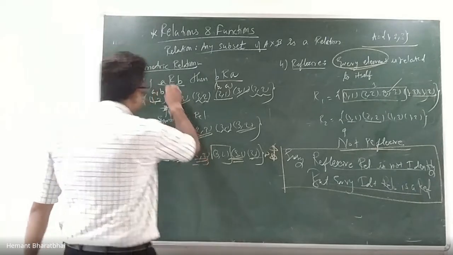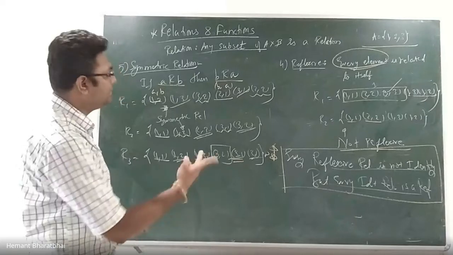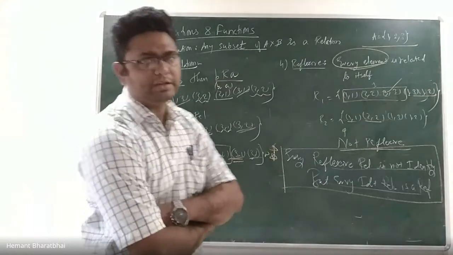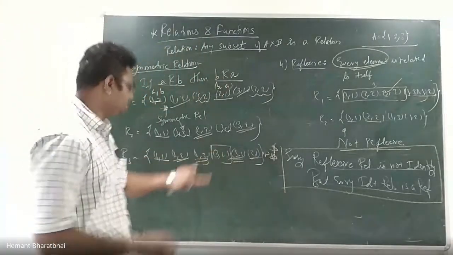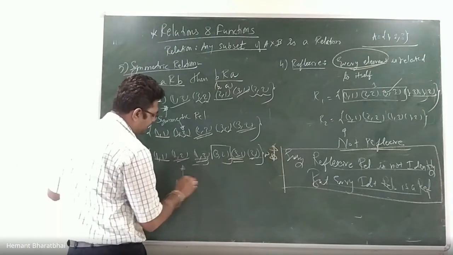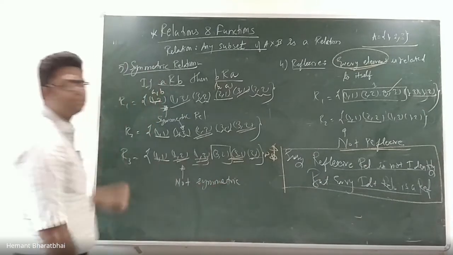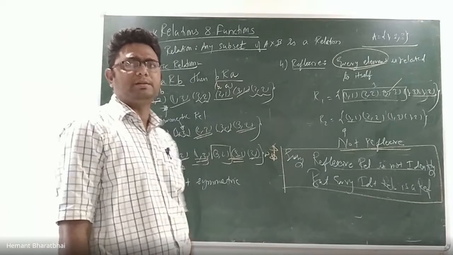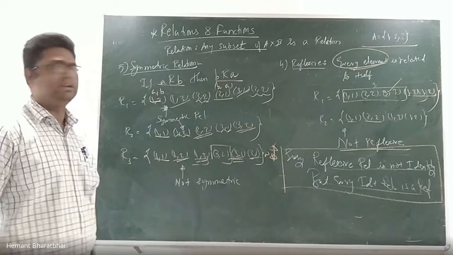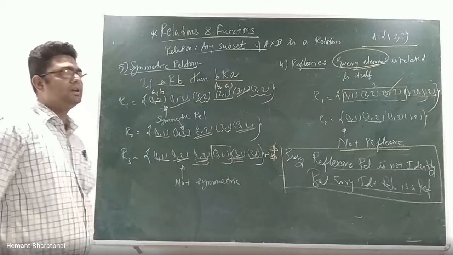Because it says if A is related to B, then B is related to A, which means its reverse element should also be there. So I have written (3, 2), so there should be (2, 3) also. But here the (2, 3) element is not there. Hence, I will say that this relation is not symmetric. Because there should be the element (2, 3), which is not there. So this is not symmetric.